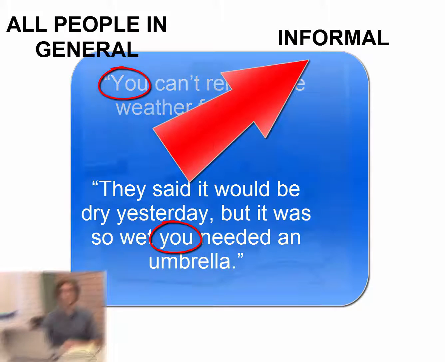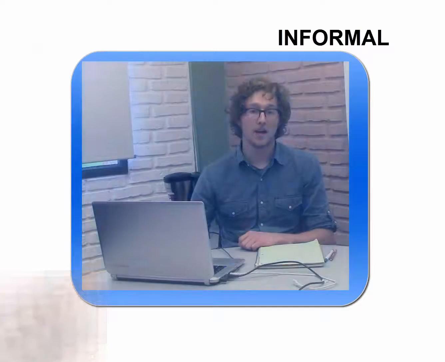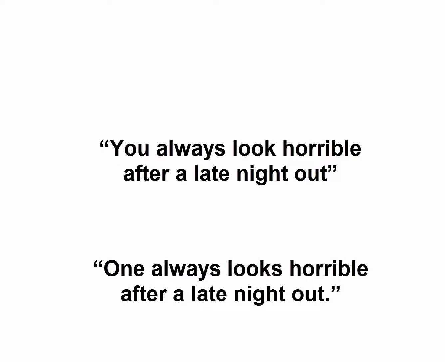It is important to know that the impersonal you is informal. Be careful, because the impersonal you can be misunderstood as personal. For example, this sentence, "You always look horrible after a late night out," can be taken as a personal comment. One way to avoid this misunderstanding is to use one instead of the impersonal you. So you can say, "One always looks horrible after a late night out."